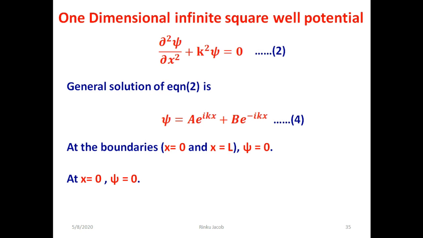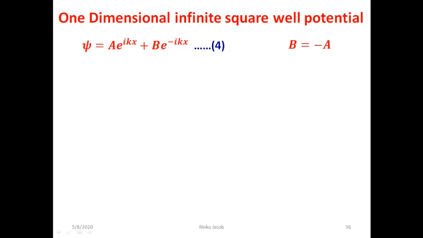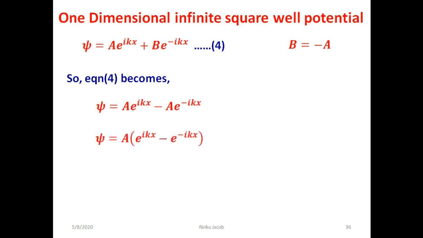Now applying this condition to the wave function representing the particle, that is equation 4. On LHS it is 0 as ψ = 0. On RHS, in both terms the exponential to the power 0 becomes unity. So we get 0 = A + B, or B = -A. Now we obtain the relation between the unknown quantities A and B. So using the value of B = -A in equation 4, we get ψ = A e^(ikx) - A e^(-ikx). Now taking A as common, we get ψ = A (e^(ikx) - e^(-ikx)).